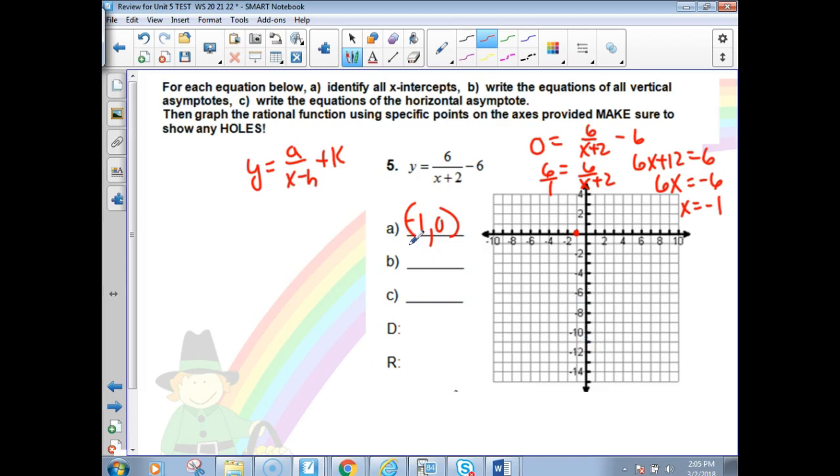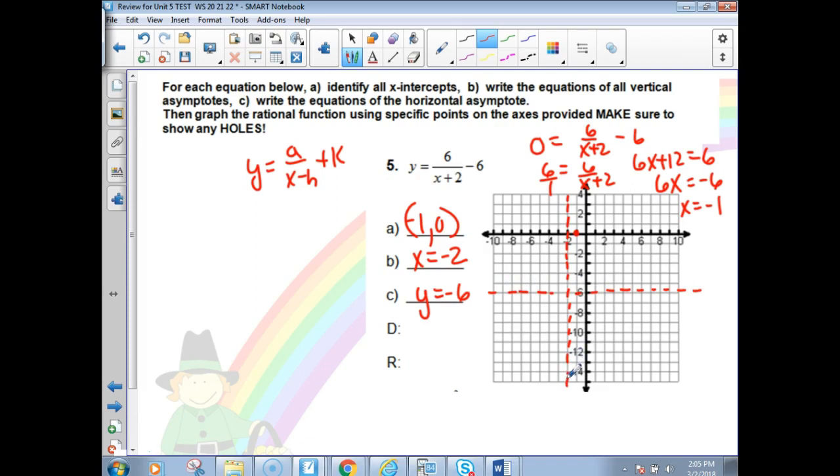All right, and then B says write the equations of all vertical asymptotes. That would be x equals negative 2. Horizontal asymptotes would be y equals negative 6. So x equals negative 2 is here. y equals negative 6 down here.